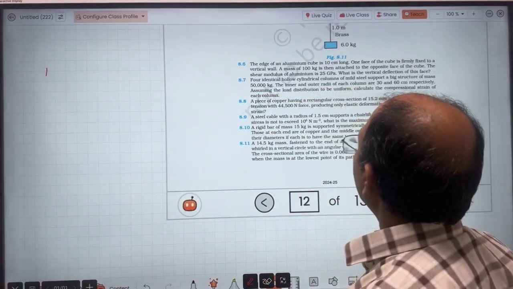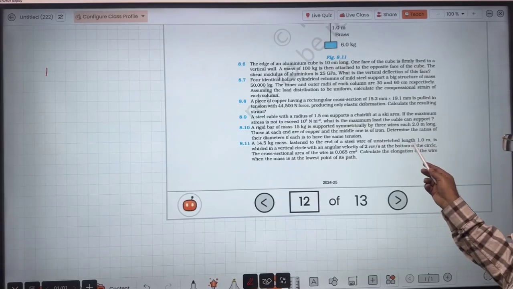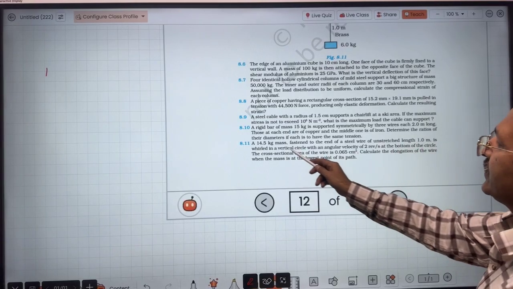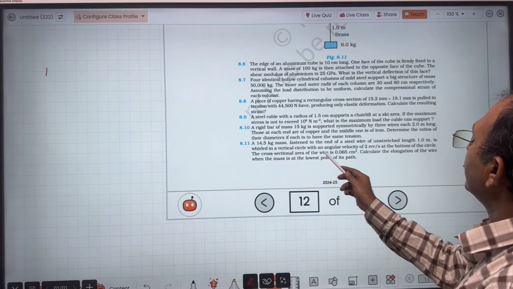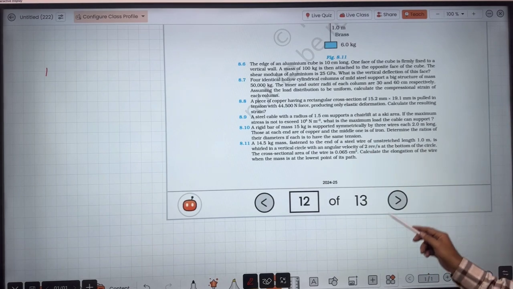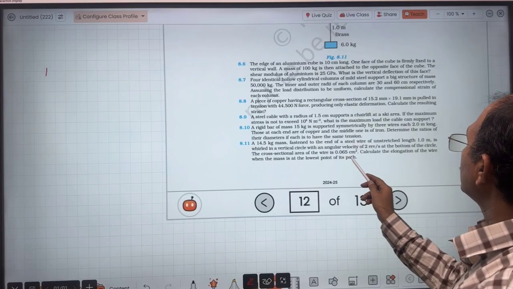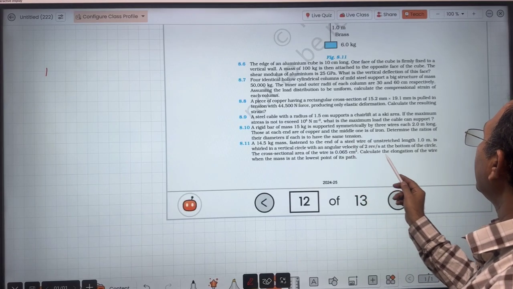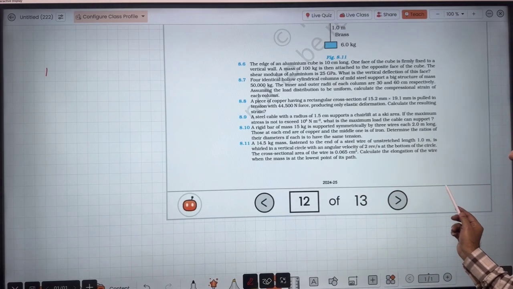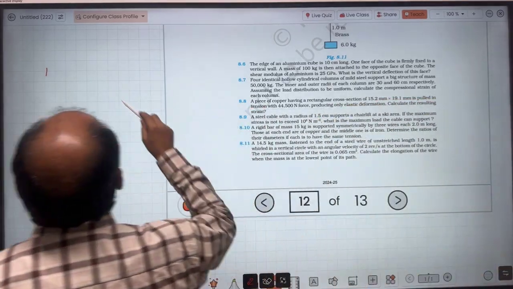Let's read the question. A 14.5 kg mass fastened to the end of a steel wire of unstretched length 1 meter is whirled in a vertical circle with an angular velocity of 2 revolutions per second. At the bottom of the circle, the cross-sectional area of the wire is 0.065 centimeters square. Calculate the elongation of the wire when the mass is at the lowest point of its path.